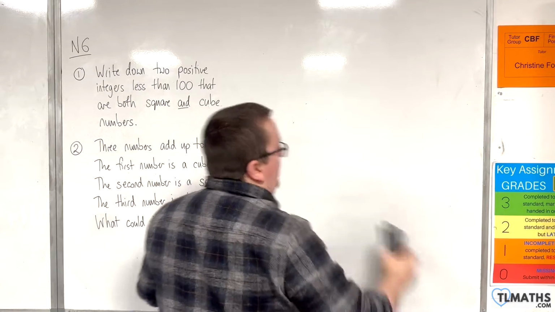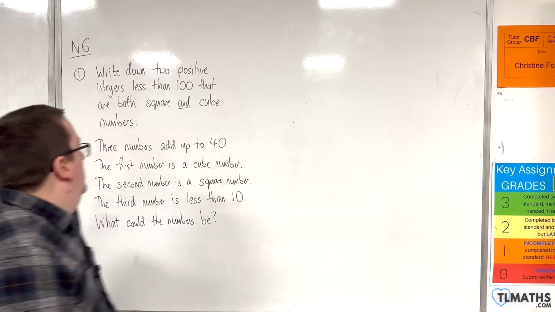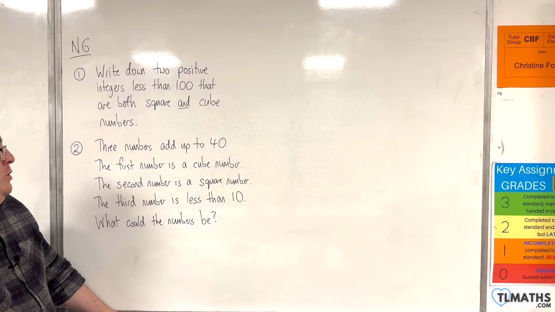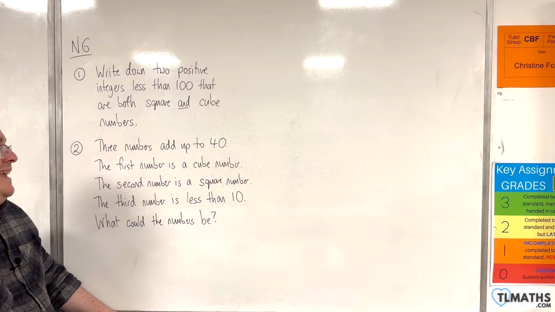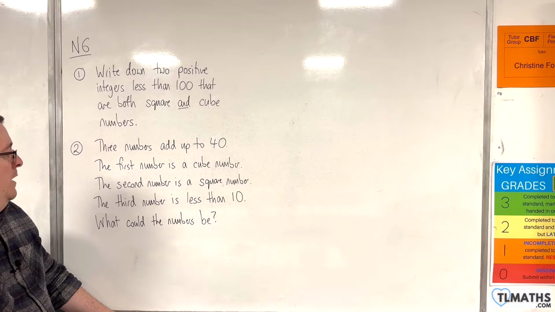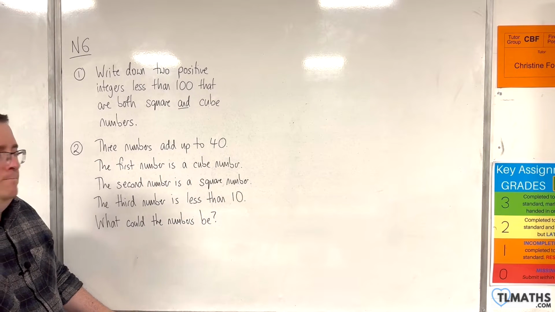Let's look at the second problem. 3 numbers add up to 40. The first number is a cube number. The second number is a square number. The third number is less than 10. What could the numbers be?